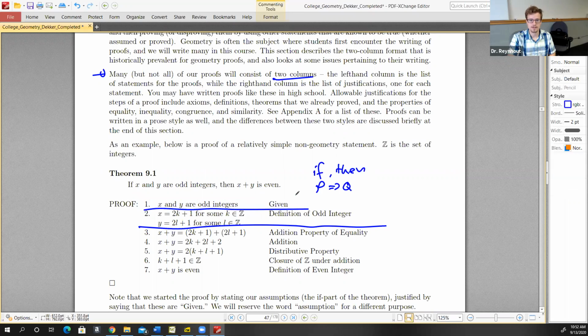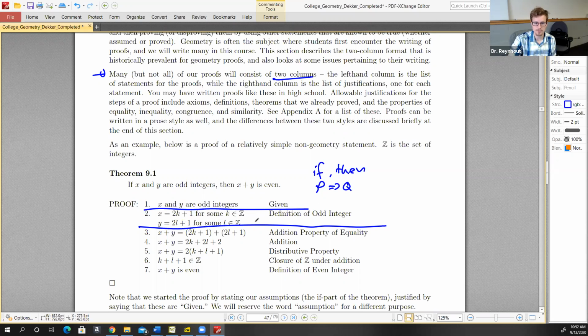All right. So once you have what's given, then you start to make some statements. Well, if x and y are odd integers, then we know that x can be written as 2k plus 1 for some integer k. And y can be written as 2l plus 1 for some integer l. Why can they be written that way? Well, that is the definition of an odd integer. So I can write them this way because that's the definition of an odd integer.